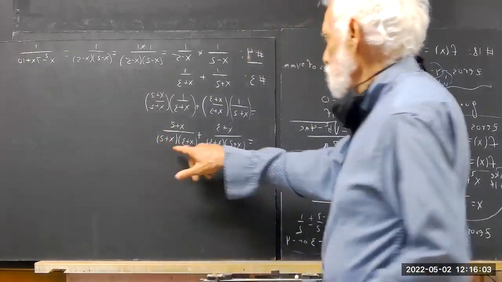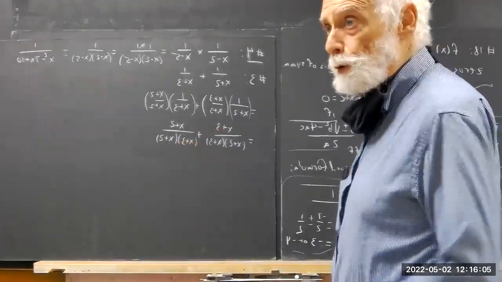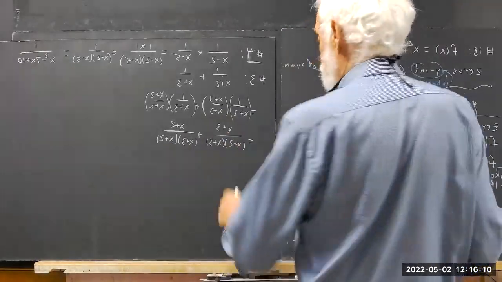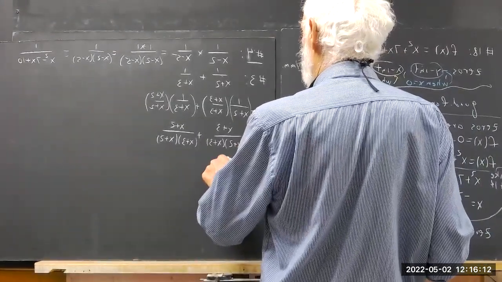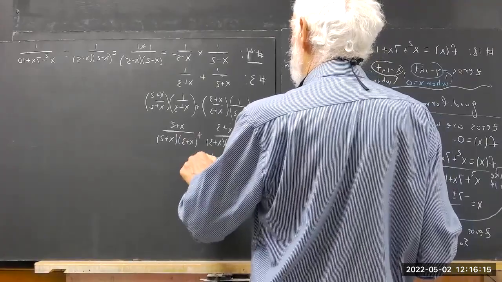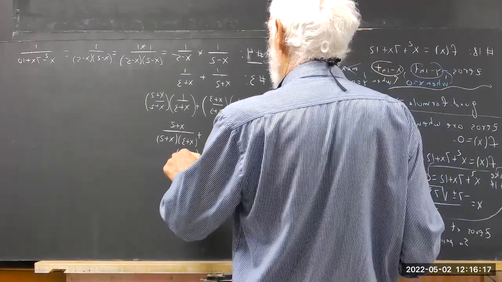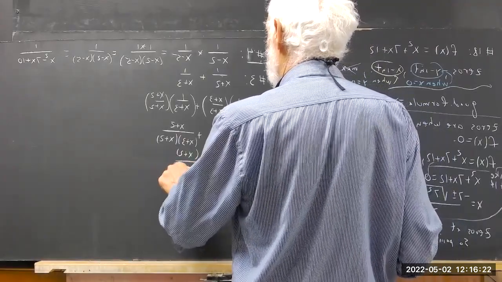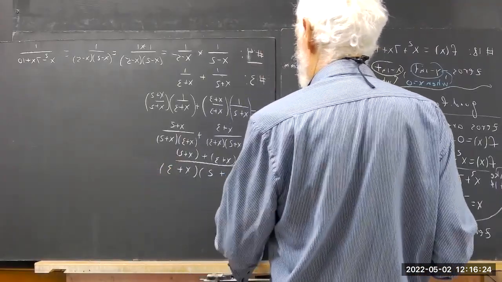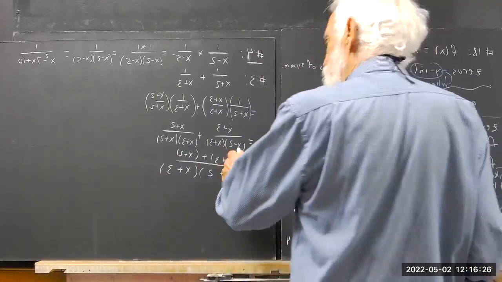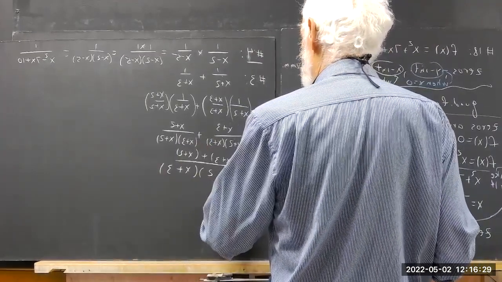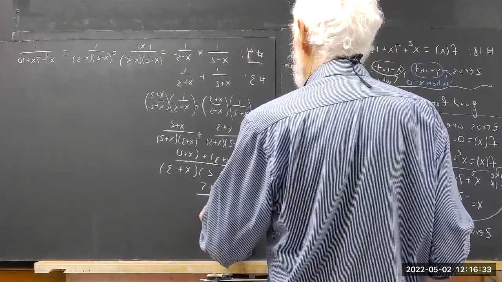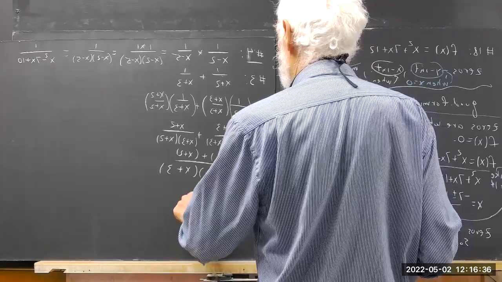And of course, it doesn't matter what order the x plus 3 and x plus 2 are in. These denominators are the same. So that would then be x plus 3 plus x plus 2 over x plus 2 times x plus 3. Then I can add these. I get 2x plus 5 over x plus 2 times x plus 3.